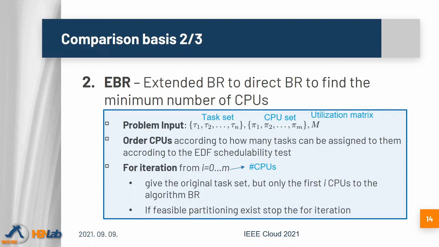And in the first step, we sort the CPUs according to the maximum number of functions that can be assigned to them, according to the EDF schedulability test. Then we start a for iteration in which in each iteration we call the original BR algorithm with the first i CPUs in the sorted list. And if the BR returns a feasible solution, we stop the iteration, and that's the return value of the EBR.